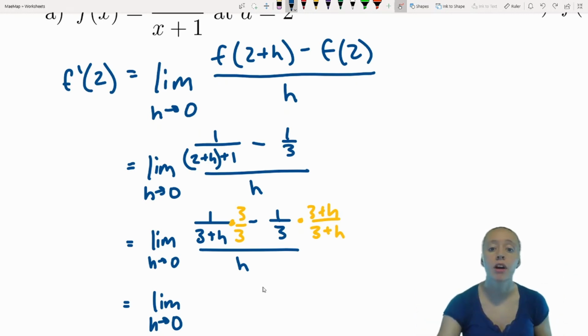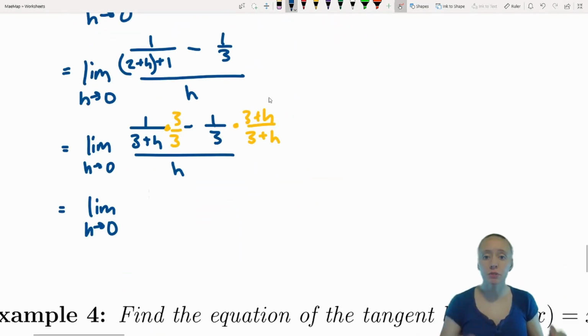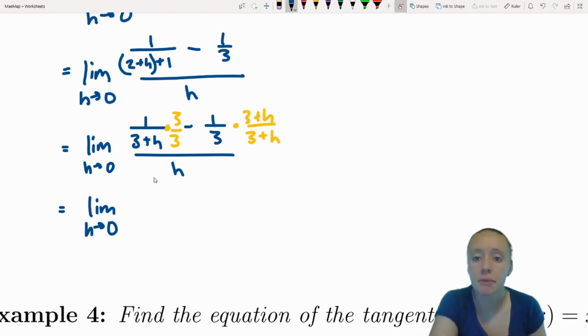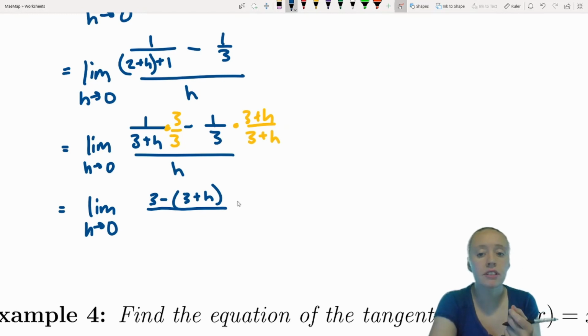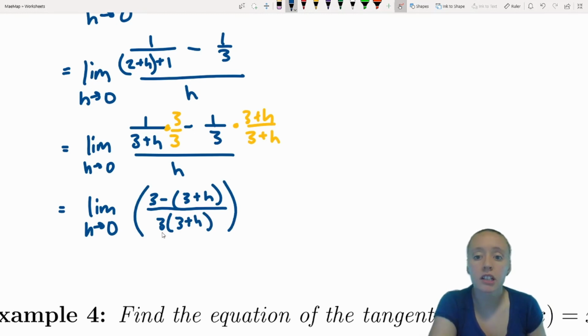Combining my two fractions in my numerator under that common denominator, I'm going to have 3 minus 3 plus h. And remember that 3 plus h needs to be in parentheses. If you drop those parentheses, you're not going to get the correct answer. So make sure you're using those algebra skills. And that's all over my common denominator of 3 times 3 plus h. So there's my numerator, and remember that's all over h.